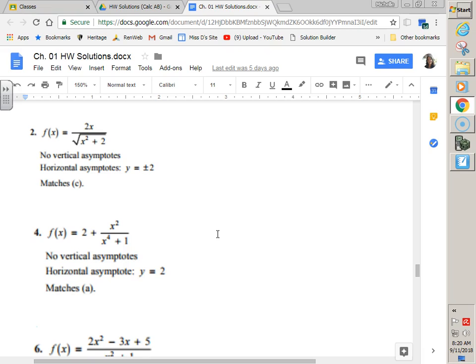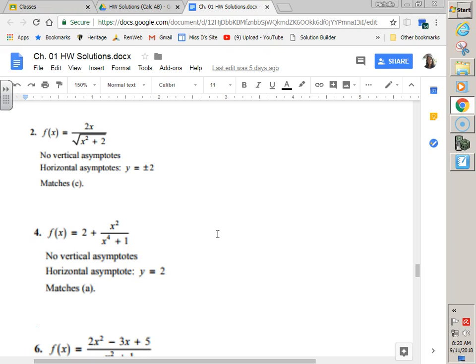And did anyone notice that 4 of them had horizontal asymptotes of 2? Was it 3 or 4? First of all, horizontal asymptotes of 2. How did you guys know that? Why does this have a horizontal asymptote of 2? Isn't this bottom wins? Good, but you still have the, so 2 plus 0 is 2.